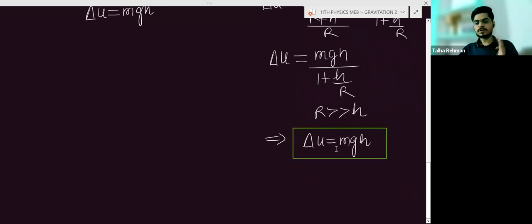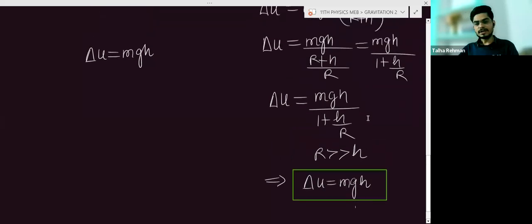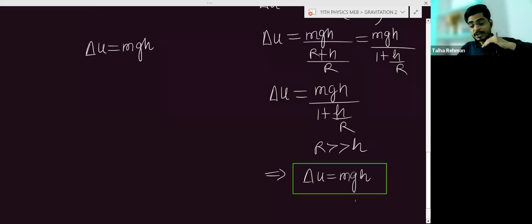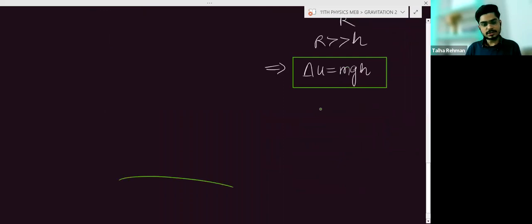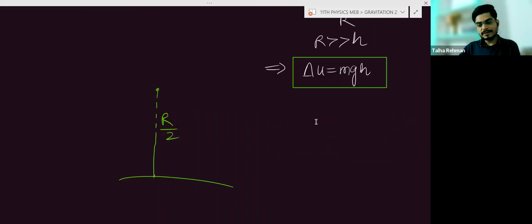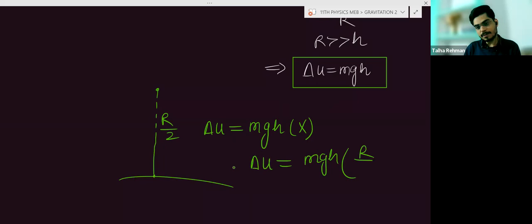For general purposes, we use this because the height to which you are throwing the body is very, very small. Suppose I am throwing the body to a height r by 2, if this is the earth surface, I am throwing the body from the surface of the earth to a height r by 2. And in that case, I want to find the change in potential energy. In that case, I cannot write mgh. This will not be the answer. Here you will write delta U will be mgh divided by r upon r plus h.